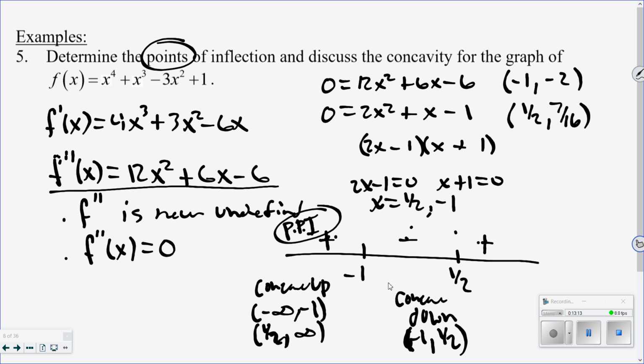Those are my points of inflection right there. So this should feel a lot like finding relative extrema. The only difference is we're using the second derivative, but our steps are the same. Instead of finding the first derivative, we find the second derivative, find its critical numbers, when it's undefined or equal to 0, put them on the number line, and then test the intervals. That'll tell us concavity, and if it changes from concave up to concave down, then we found points of inflection. Let's try another example.